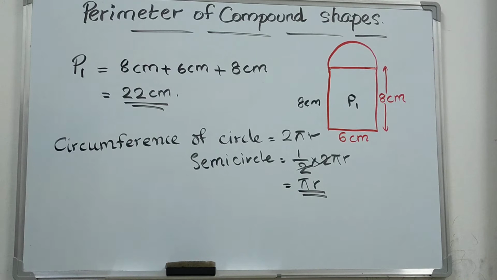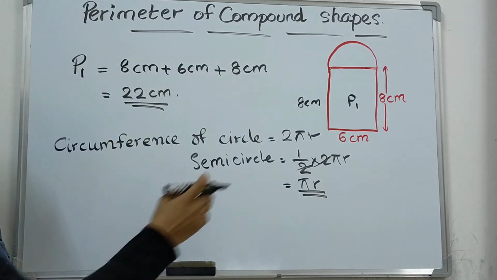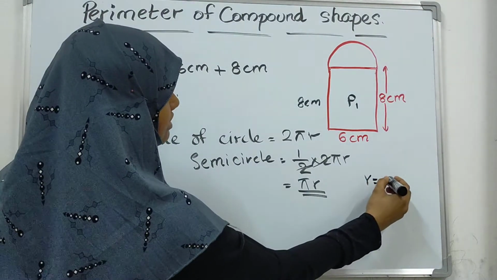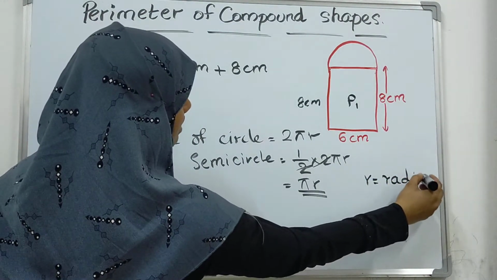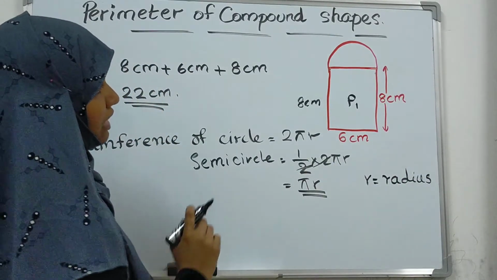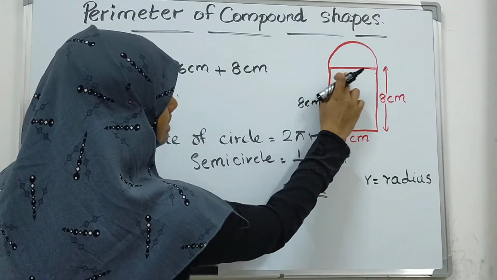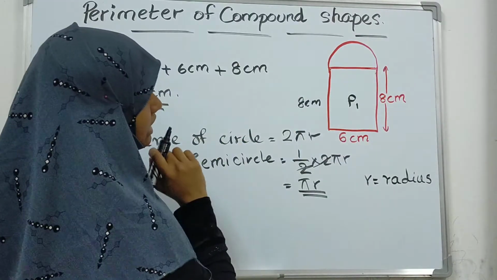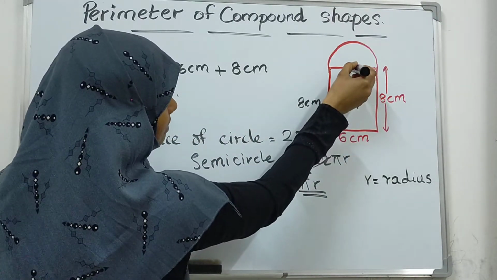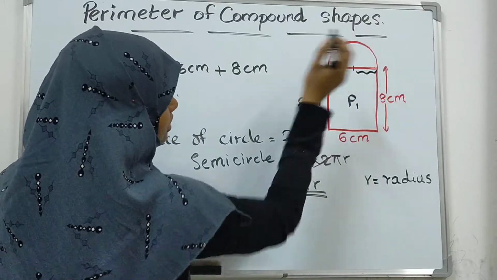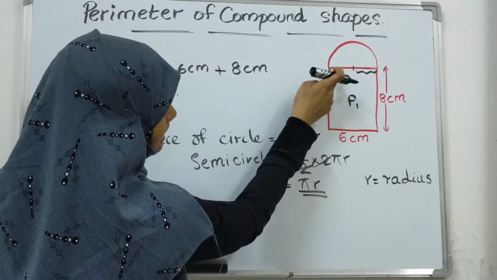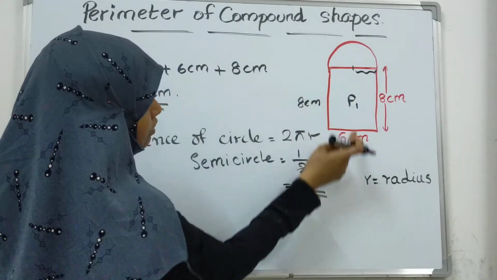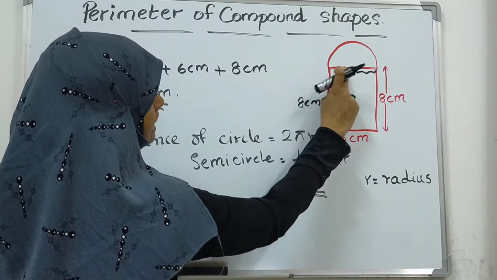So this is the circumference of a semicircle, just pi r. And how can I apply it here? What is r? r means the radius. So how do I find the radius from this? Here you can see that this is the diameter of the semicircle or the circle. The radius will be the half, from the center to the circle. So we can see that these two are equal, which is 6 centimeter. So the whole length is 6 centimeter.